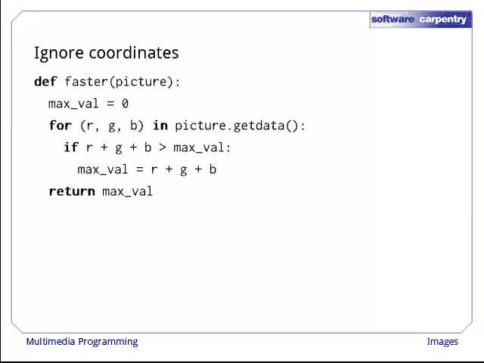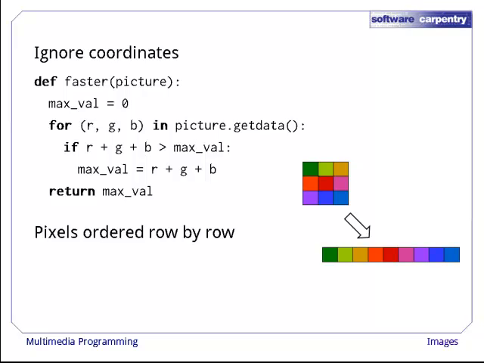Let's ignore coordinates for a moment and simply find the luminance of the brightest pixel. This function, faster, uses picture.getData to unpack the row and column representation of the image to create a vector of pixels and then loops over that. This picture shows how the pixels are unpacked row by row to create the vector.